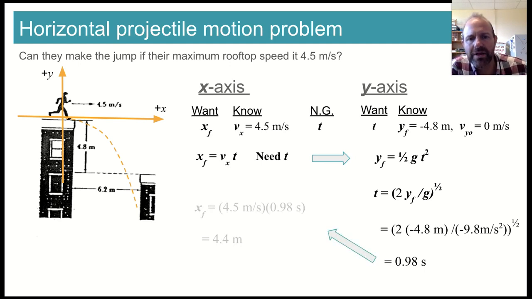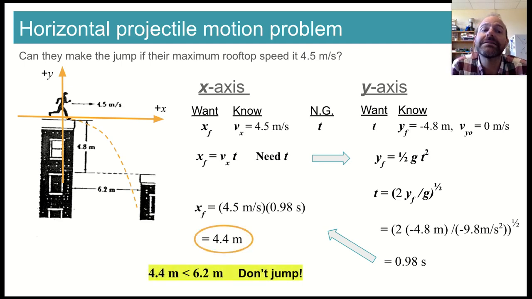Then we take that time and we plug it back in to the x final equation, and we find out that the stuntman will have gone 4.4 meters in the x direction as they fell. And that is less than the 6.2 required to make the jump. So we would say, don't try this jump. Maybe use a trampoline or something.